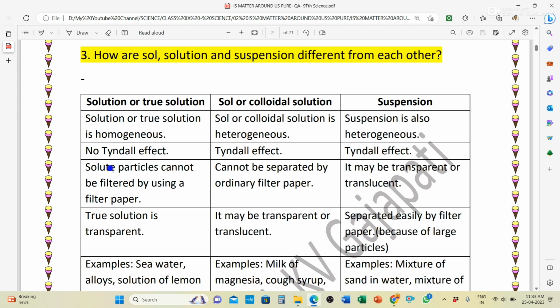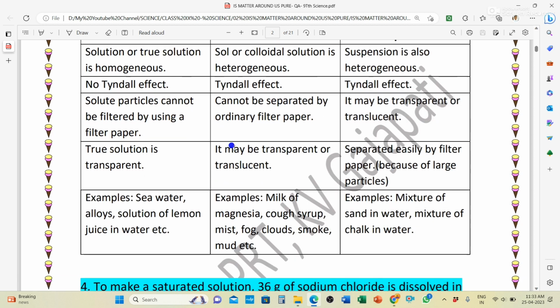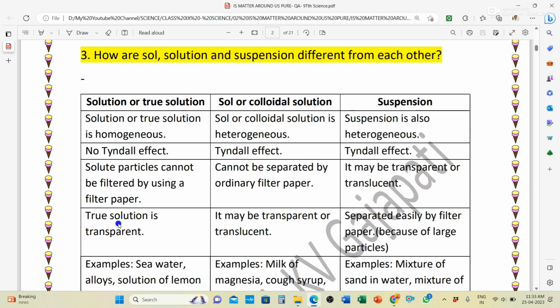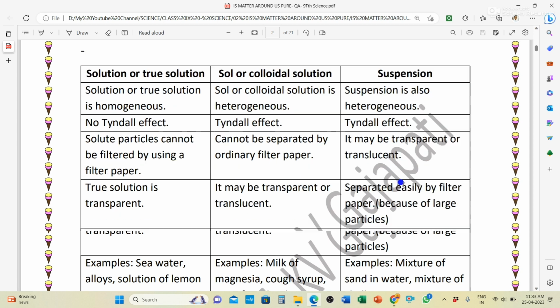In case of a solution, solute particles cannot be filtered using filter paper. A colloidal solution also cannot be separated by ordinary filter paper. In case of a suspension, it can be separated easily by filter paper. A true solution is transparent. A colloidal solution may be transparent or translucent. A suspension may also be transparent or translucent.